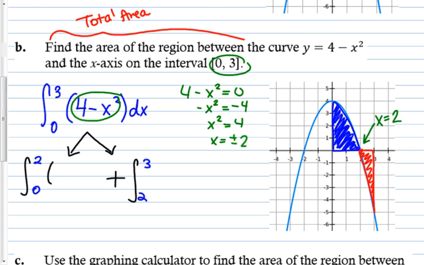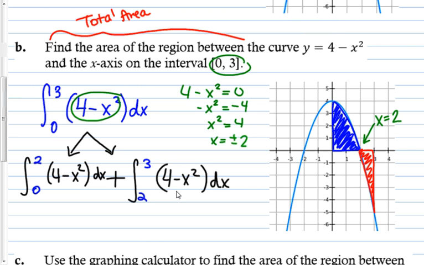So 4 minus x squared dx. And then over here is still going to be 4 minus x squared dx. But I have partitioned this into two areas. The blue area is being depicted by this first integral. And the red area, so this is the blue, and then this is the red.